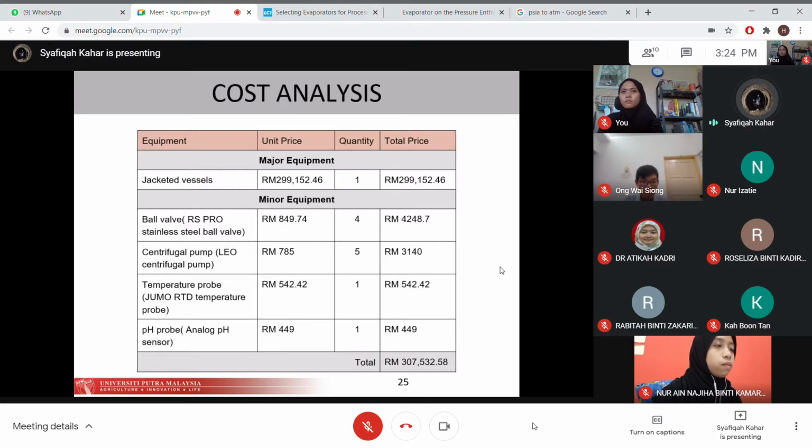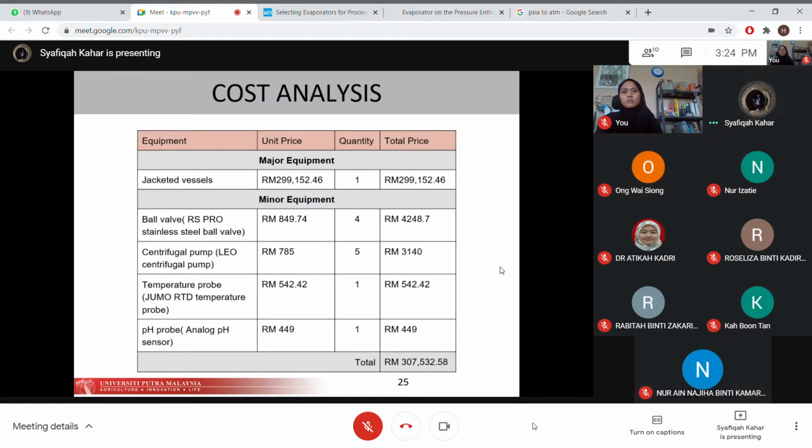I divided it into the major equipment and the minor equipment used for the bioreactor. Firstly, based on the calculation, the jacketed vessel major equipment is about 299,000 ringgit. The minor equipment that I use is valve, pump, temperature probe, and pH probe. This temperature probe and pH probe are important to maintain the condition for the reaction to occur. So the total cost for the bioreactor that I designed is 307,000 ringgit.